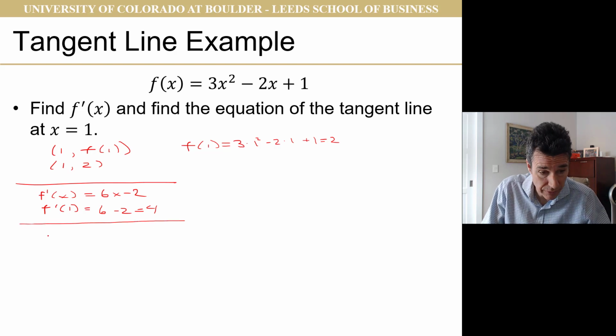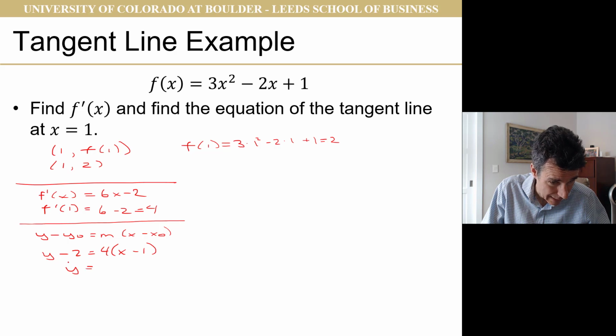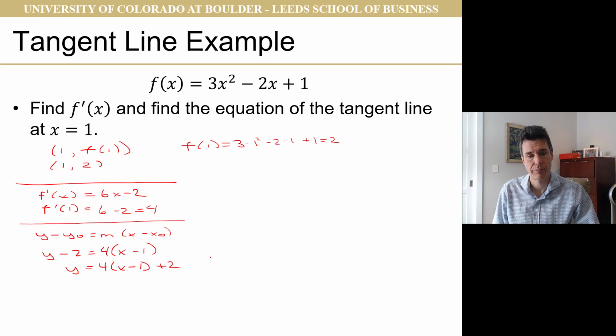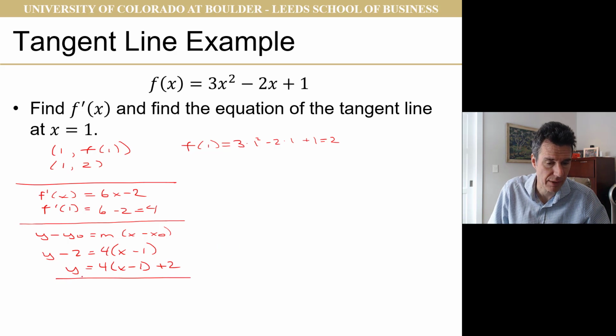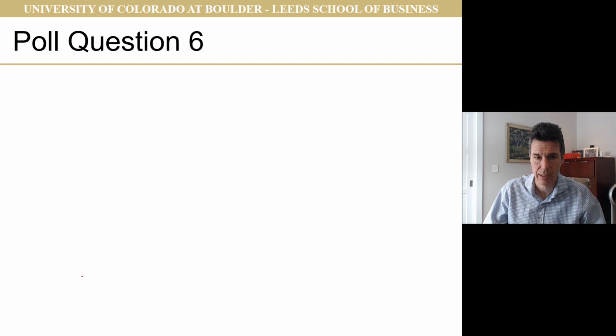Again, point slope version of a line. y minus y naught equals m times x minus x naught. And so we get y minus 2 equals 4 times x minus 1. Again, generally we like to have the y on one side, and we get y equals 4 times x minus 1 plus 2. And that's it. That's our equation of the tangent line. Again, you can practice, and that's it for our lecture today.